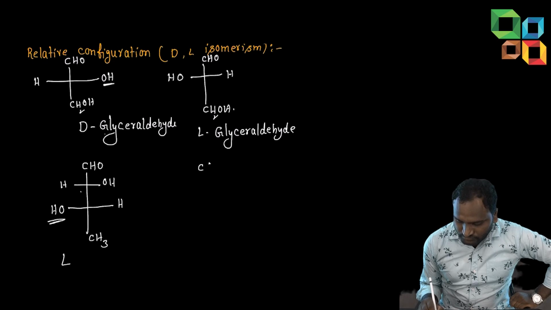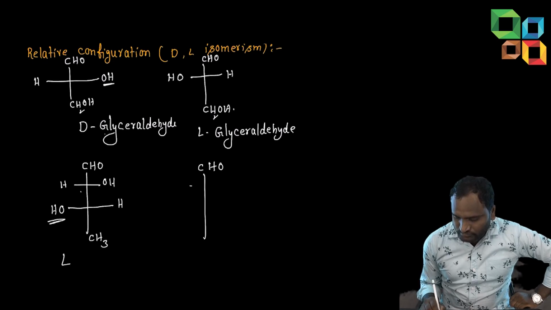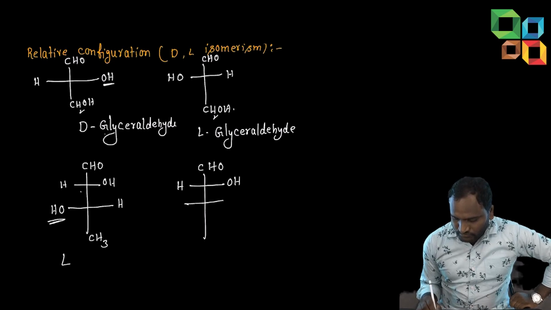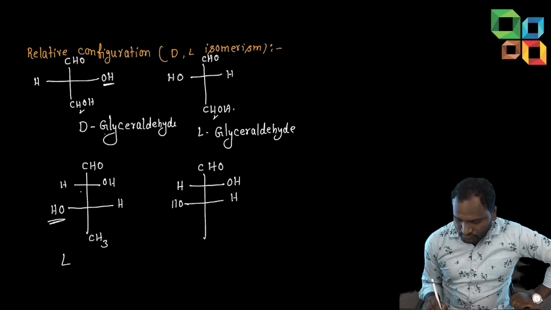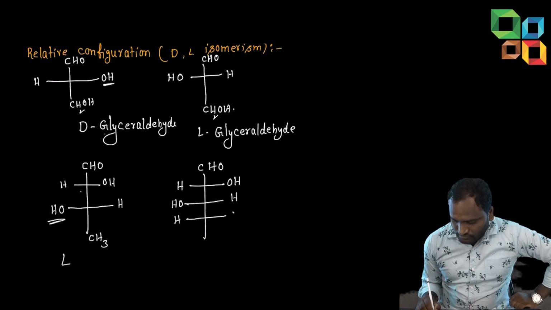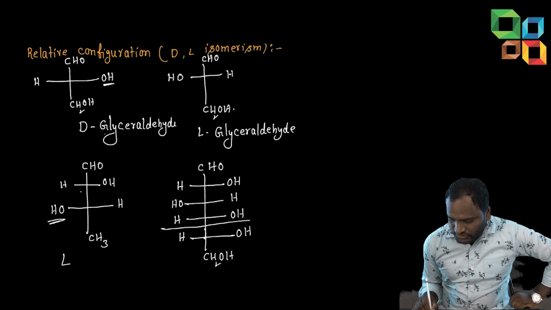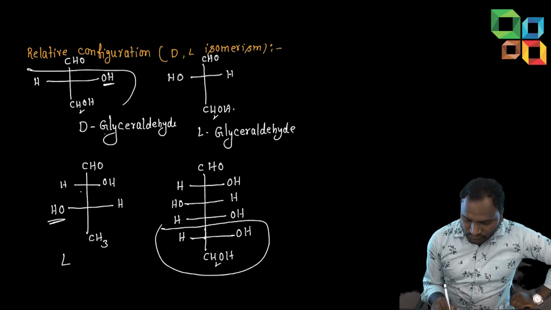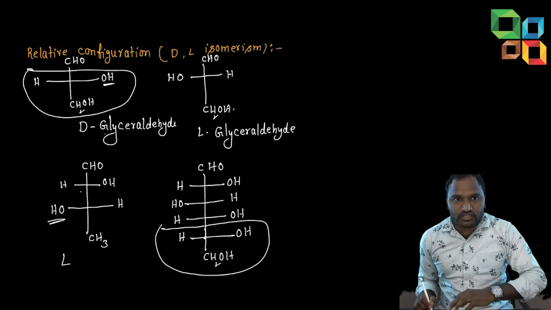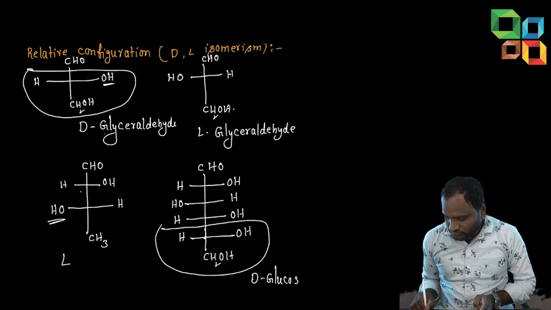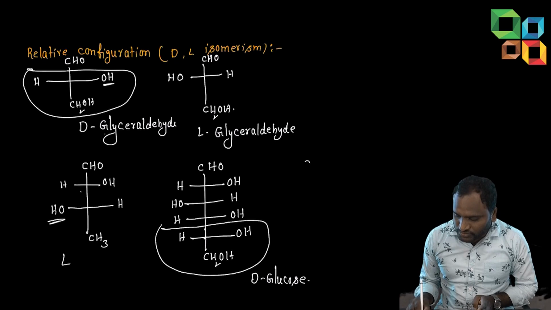I'll take one more. One, two, three, four, five, six. See students, here in this group CH2OH, OH is present on the right, similar to the first one. So we will say this one is D-glucose.